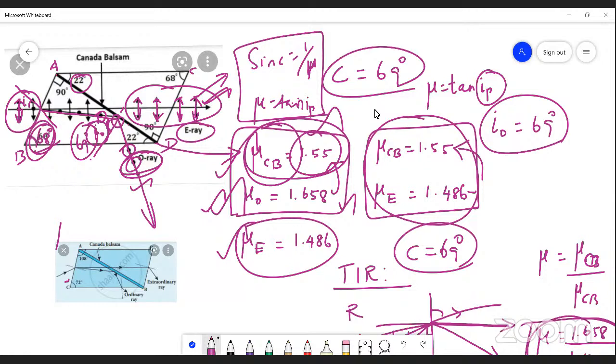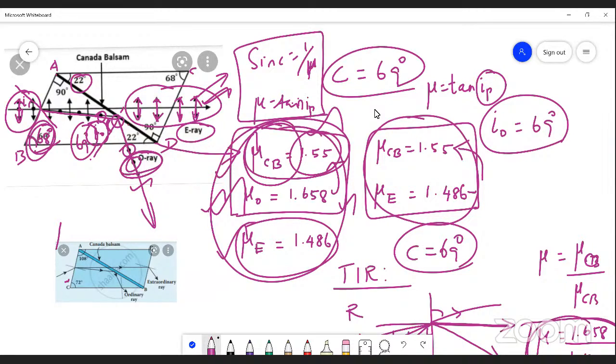In the Nicol prism, these three values play a very important role. Just compare them one by one. Canada balsam and the ordinary ray: Canada balsam acts as a rarer medium for the ordinary ray. And Canada balsam acts as a denser medium for the extraordinary ray. Very good. This is very important. From these values we measure the critical angle, and the ordinary ray attains 69 degrees. That's why the ordinary ray is totally internally reflected.